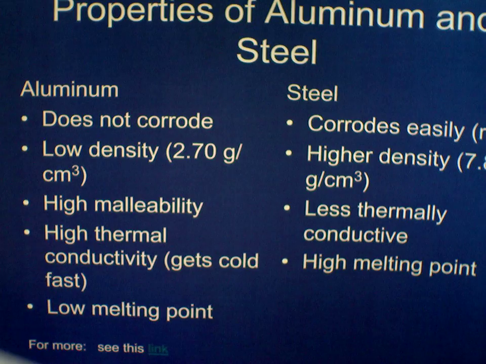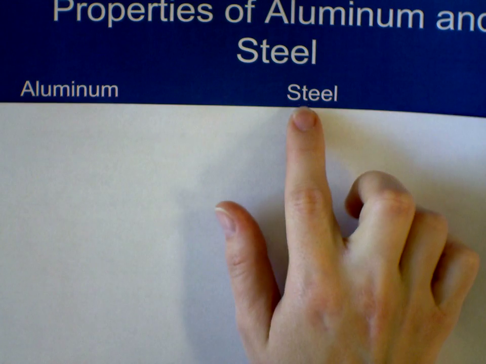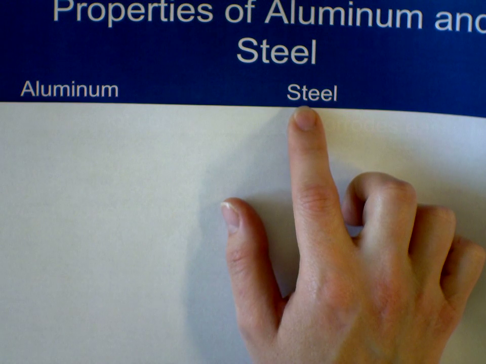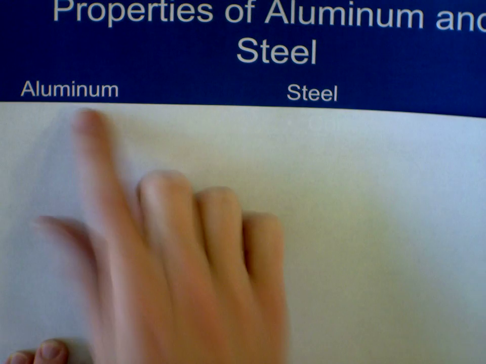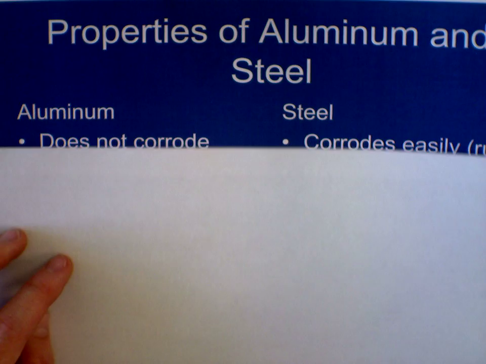So maybe you've compiled your list. Aluminum and steel are both metals. Steel is an alloy made up of iron and possibly carbon and a few other things. Aluminum is just an element. Okay? Each one has its pros and cons for what function it has.